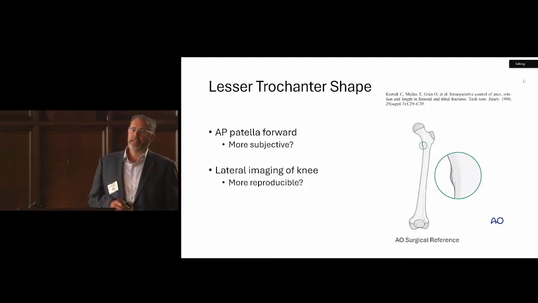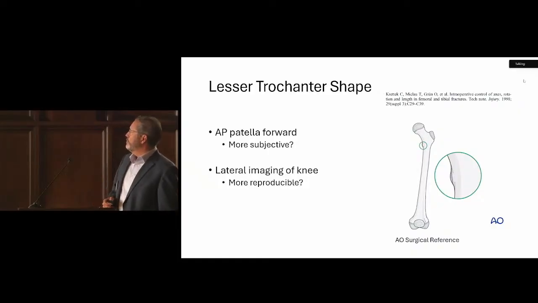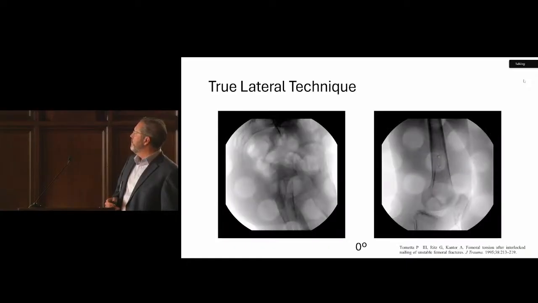There are different techniques for intraoperative evaluation that I think are helpful, most of which have been published on femur fractures and how we can get the rotation wrong. But the lesser trochanter profile is pretty subjective to me. It's not as easy. Lateral imaging of the knee for me is more reproducible. So Paul Tornetta published the true lateral technique, where you get an axial lateral of the hip and the knee, and see what the rotational difference is.